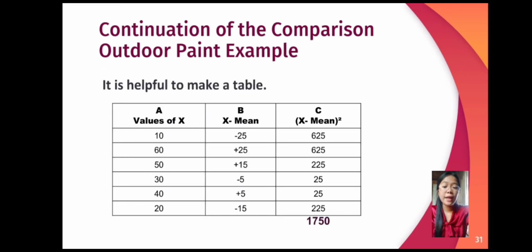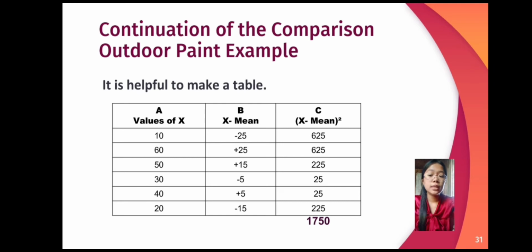It is also helpful to make a table. Here in the table, column A contains the raw data x, column B contains the difference of x minus the mean, and column C contains the squares of the differences obtained in step 3.